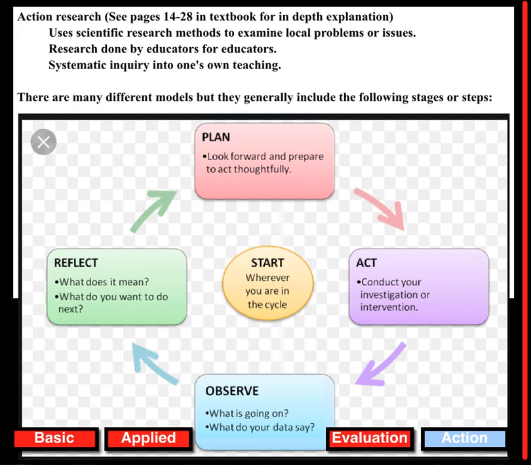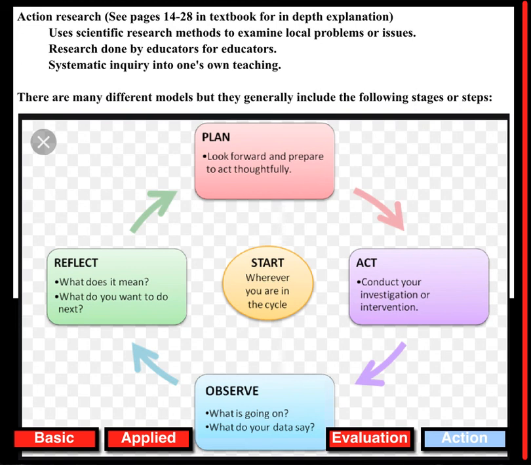And it's research done by educators for educators. It's not some bigwig passing down some stuff to teachers and telling them what they should do. This is educators discovering their own problems, researching their own problems, creating their own plans, and implementing. And it's usually a systematic inquiry into your own teaching. There are many different models, obviously, and the one on your screen right now is basically what all the models have in common. So you observe, you reflect, you plan, you act. And some of you may very well wind up doing a piece of action research as your master's thesis project, field project or thesis.